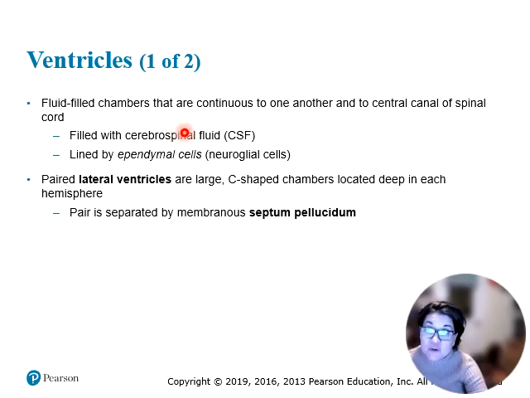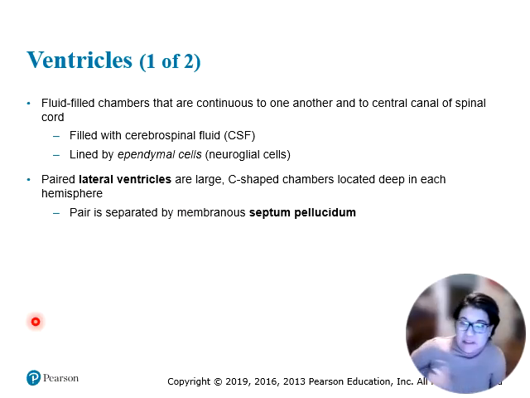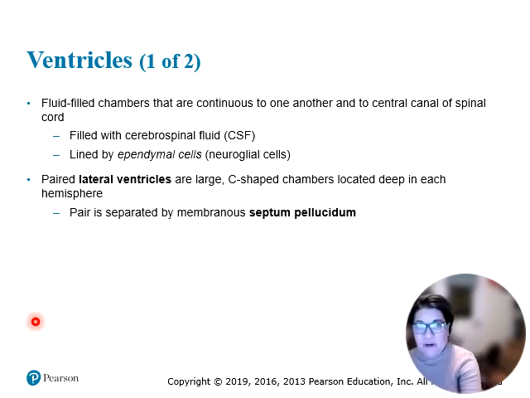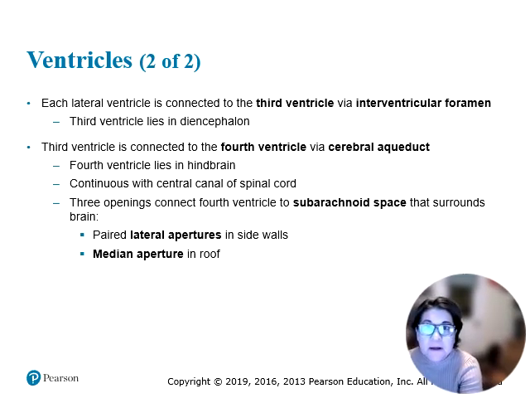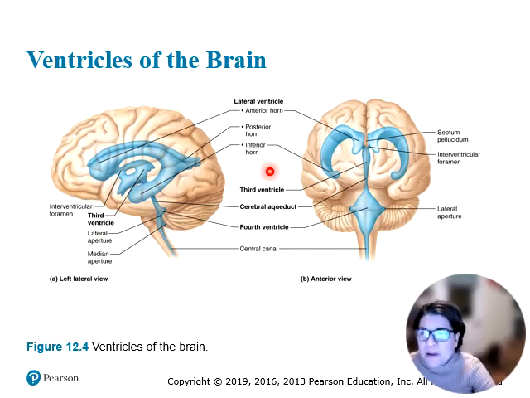Okay, then you have these ventricles, and these are chambers that have cerebrospinal fluid. They have neuroglial cells, if you remember those. Those are like the helper cells. Okay, so the ventricles are C-shaped, and you'll find them in each hemisphere. And then there's a third ventricle that's in the diencephalon, and a fourth ventricle that's in the hindbrain. And so here they are.